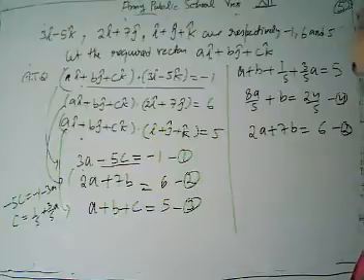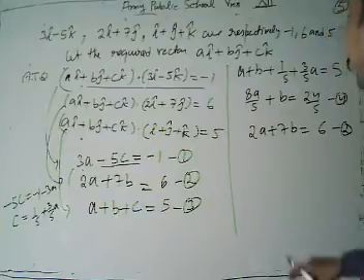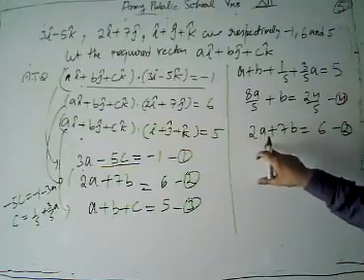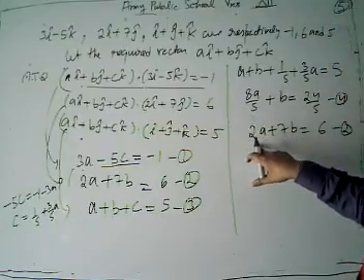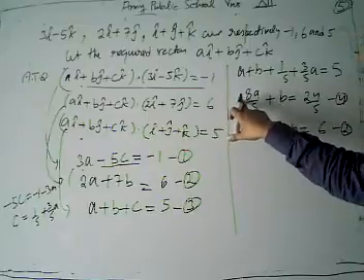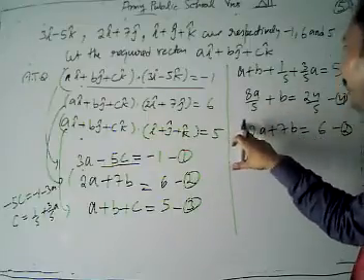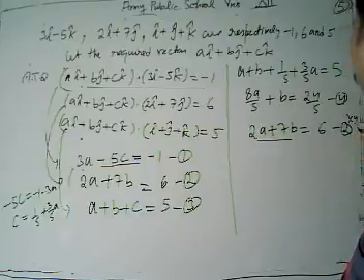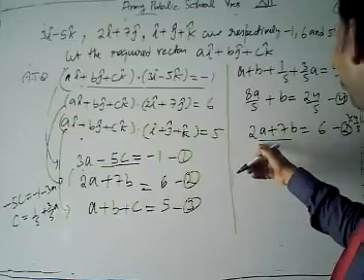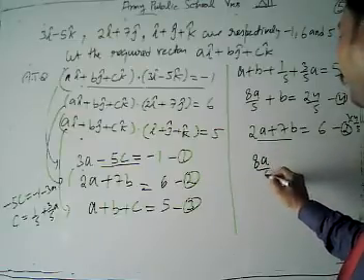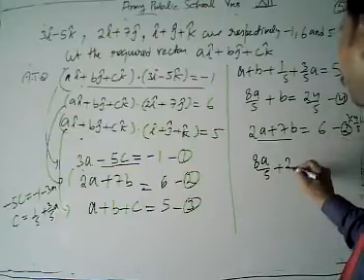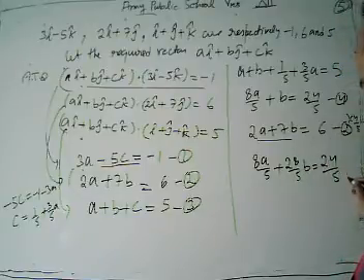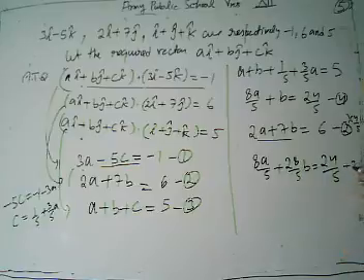Now look, we are going to use the elimination method here. We are going to eliminate a, so we need 8 by 5. How can we get 8 by 5? Multiply this equation by 4 by 5. Then our equation is 8a by 5 plus 28 by 5 b equal to 24 upon 5. Now it's equation 2 prime.